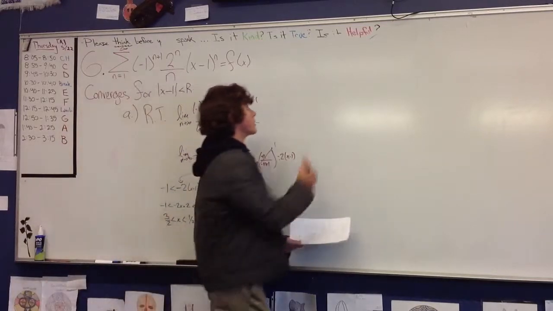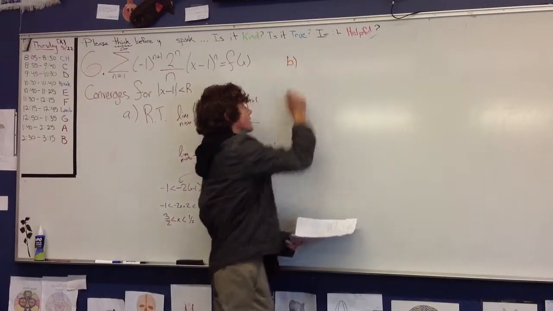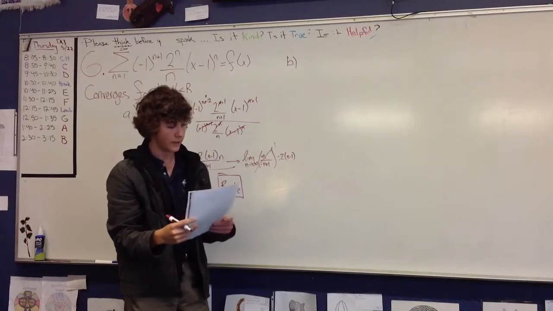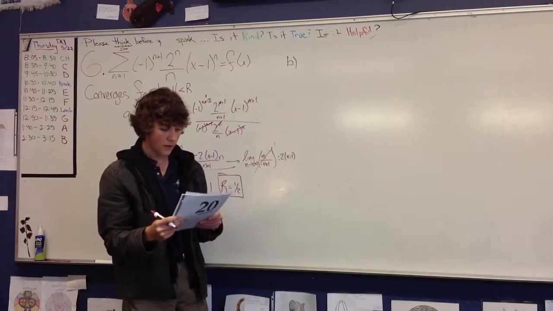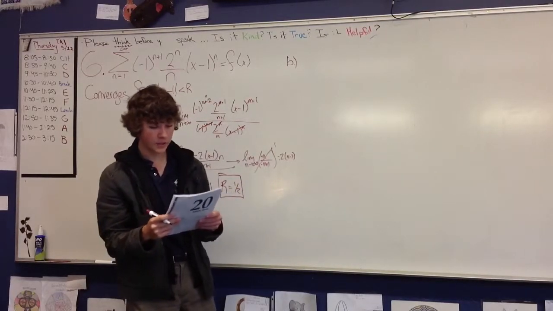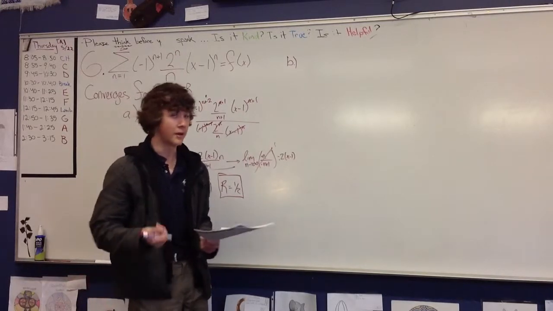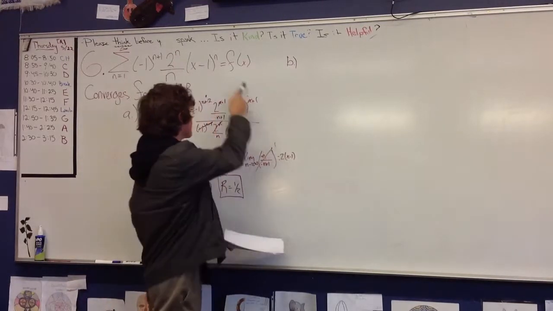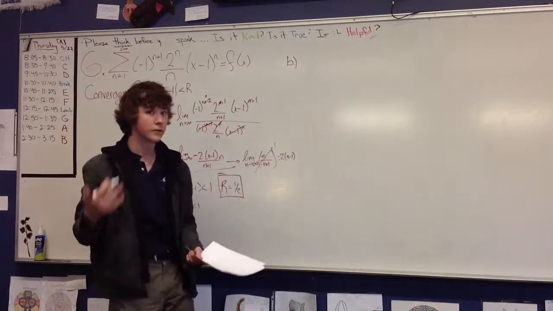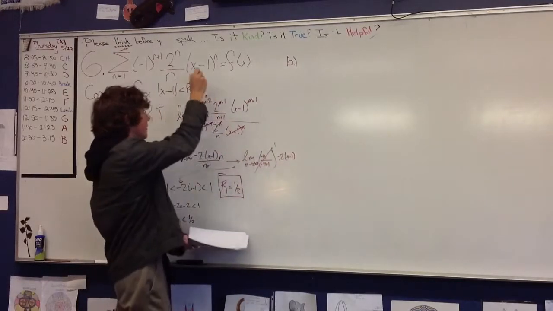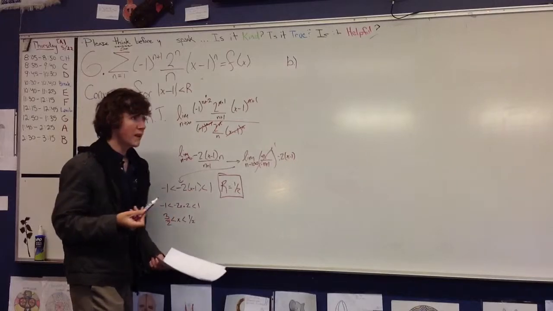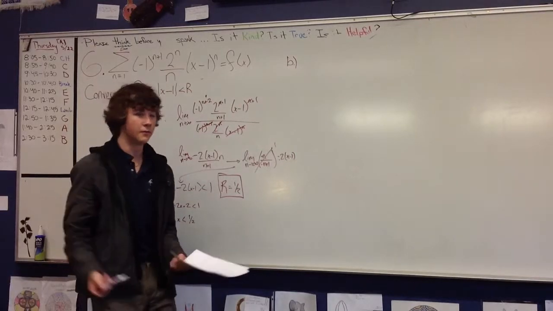Alright, the next part of the question asks you to find the first 3 non-zero terms and a general term for the Taylor series of f prime, the derivative of f, about x equals 1. So f is just this about x equals 1, so we need to find the first 3 terms of this up here. And then it's as simple as taking the derivative from there.